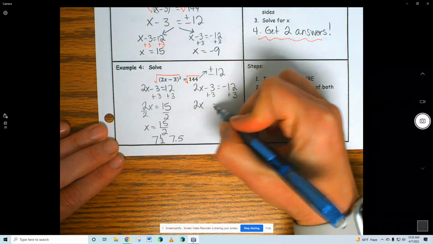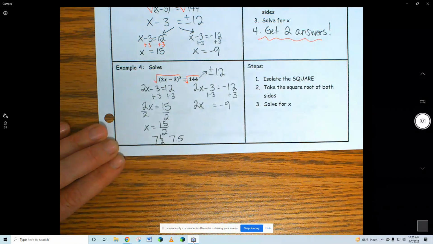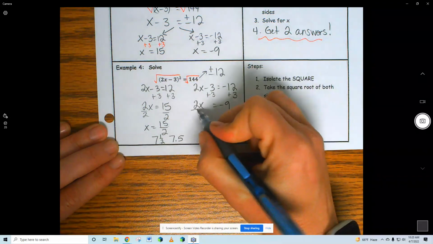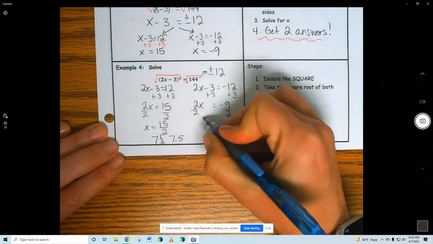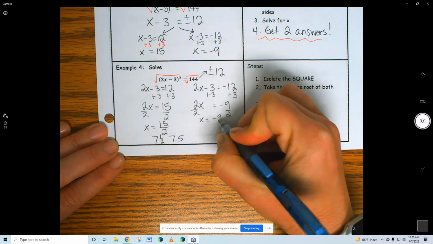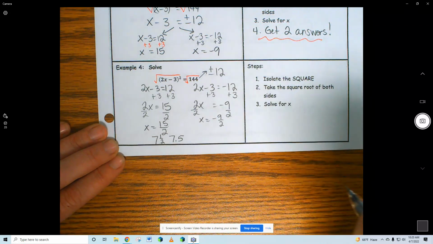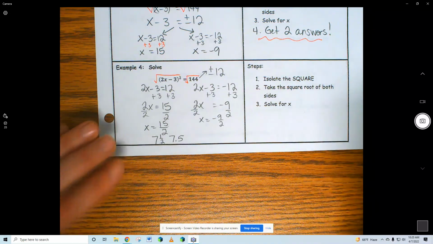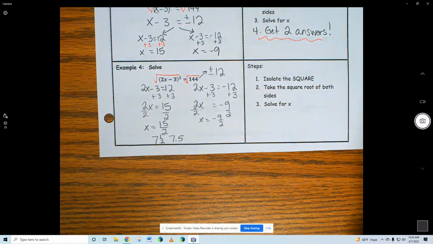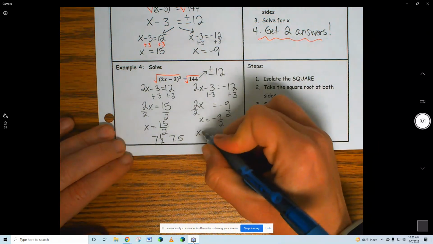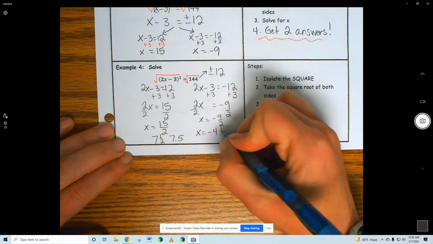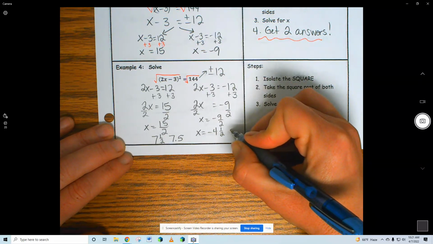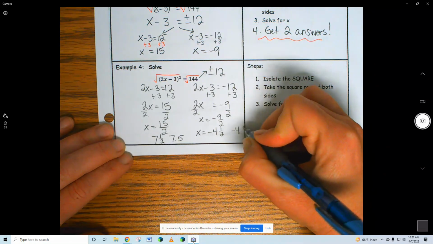Then 2x equals negative 9. And I divide by 2. Negative 9 halves. Did you know that negative 9 halves means negative 4 and a half, or negative 4.5?